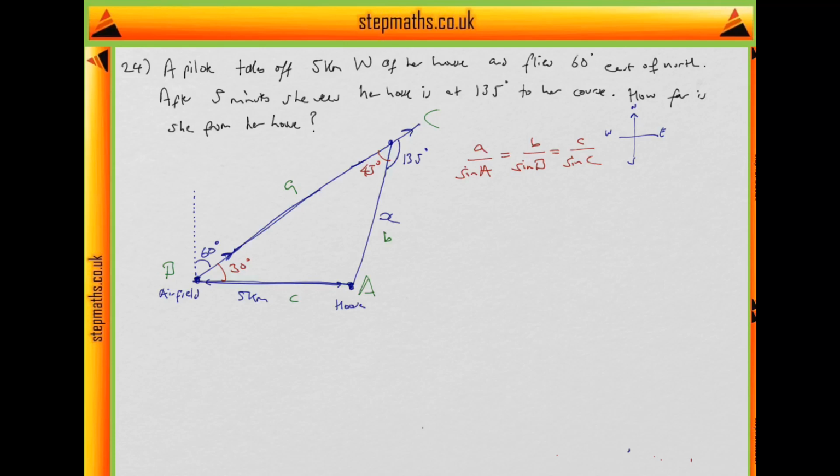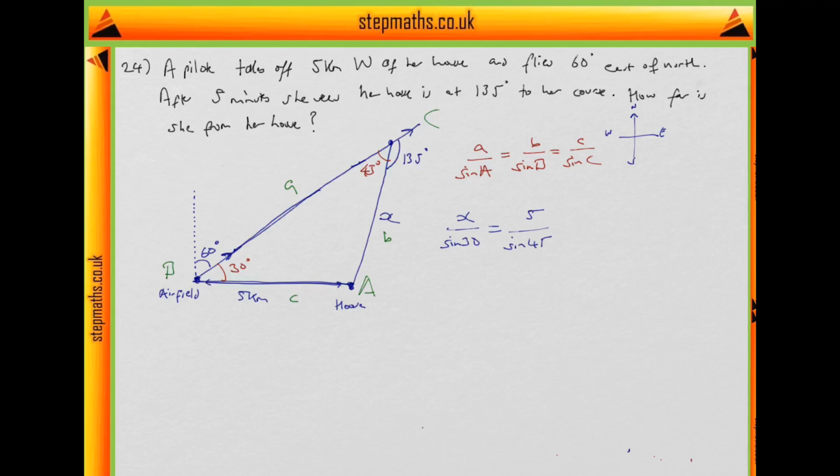Okay, so we obviously want x to be involved. We have the angle opposite x. We have 5 kilometers, we have the angle opposite 5, so we can sub that in. So we know x over sine of its opposite angle, sine of 30, will be equal to 5 over sine of its opposite angle, sine of 45.